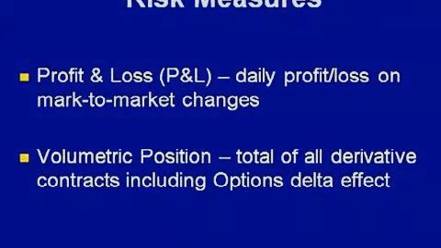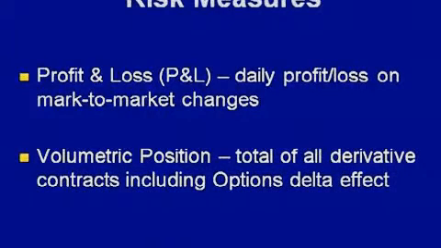A couple more risk measures. Profit and loss. That's the daily profit or loss on the mark-to-market changes. So it's the daily change in the unrealized gain or loss after the portfolio is marked to market. The volumetric position, it's the total of all derivative contracts in the book, including the options delta effect.